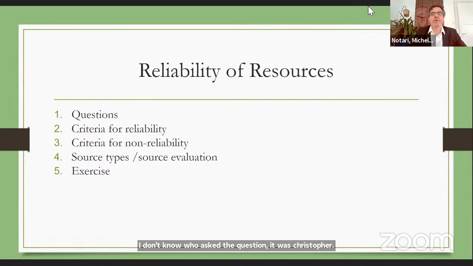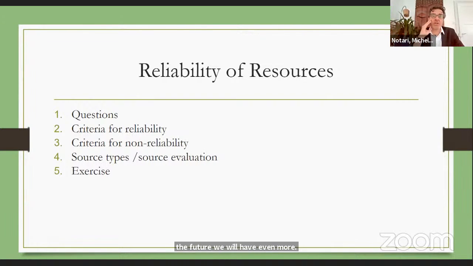Yes, okay. So we go back to reliability of resources. Thank you for your question. Reliability of resources. When is a resource reliable? When is information crucial and important for what you're looking for? When do you have to question it? When do you have to just drop it? So this is a very important skill for now, and in the future we will need it even more.